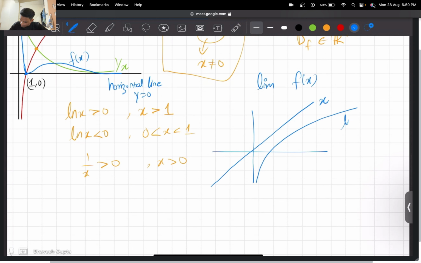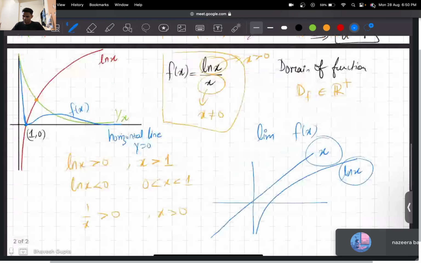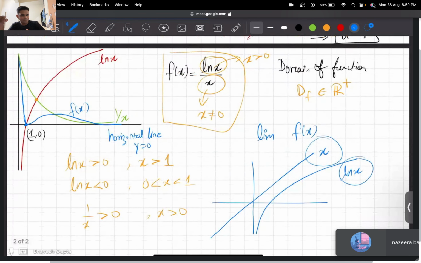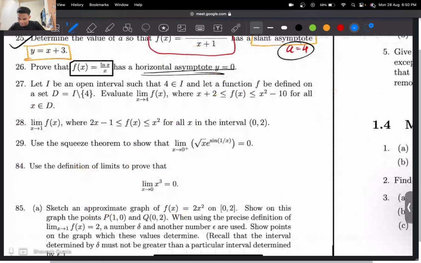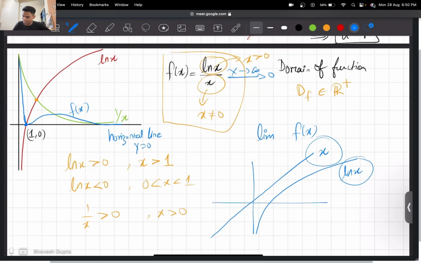You can just have a look. You can see x moves rapidly compared to the ln x. So if you take a ratio, it is understandable that overall the function is going to approach 0 as x tends to infinity. This is what you have to prove. This is what it means to say that it has a horizontal asymptote. Hopefully this answers your question.